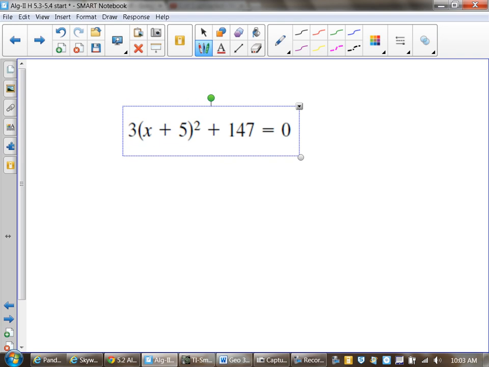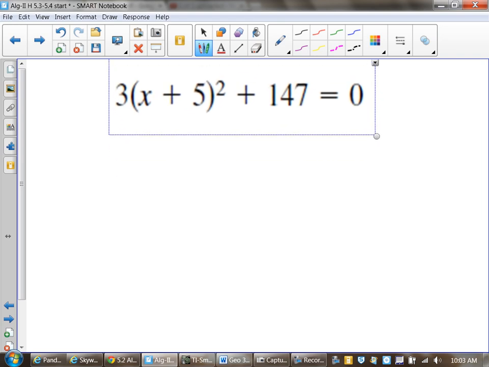All right, try this one. Try that one. Same basic principle, same basic idea.